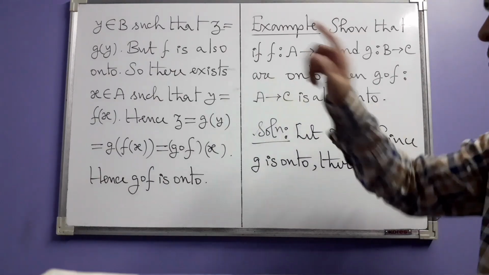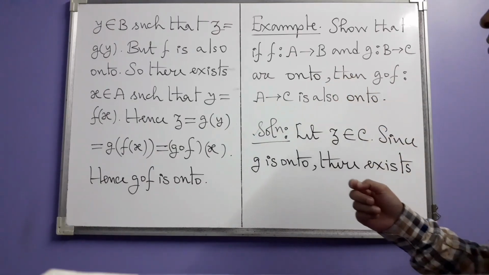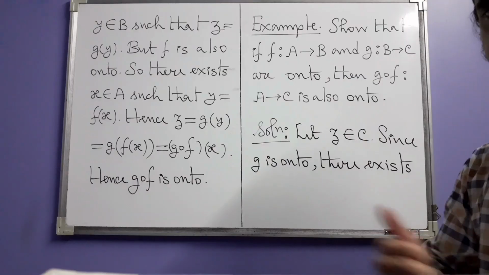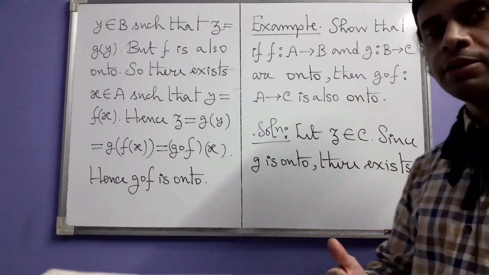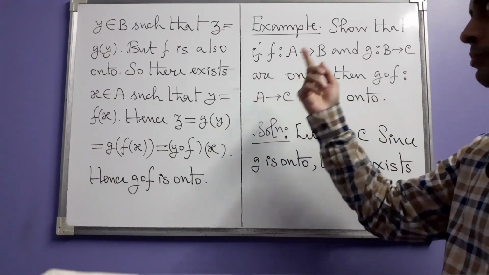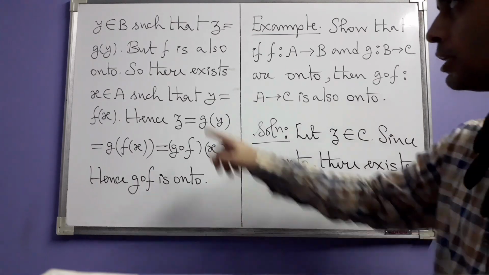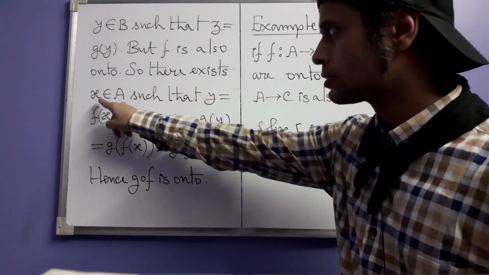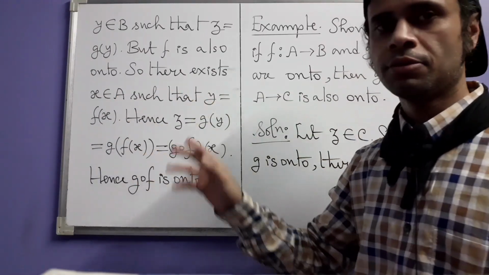But B is the codomain of f, and now you have an element y in B. And it's given that just like g, f is also onto. So this y also must be the image of some element in A under the function f, because f is onto. So that is why we write like this: f is also onto, so there exists an element x in A such that y is the f image of x.